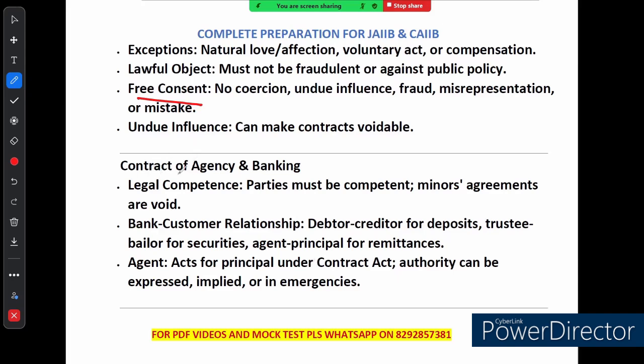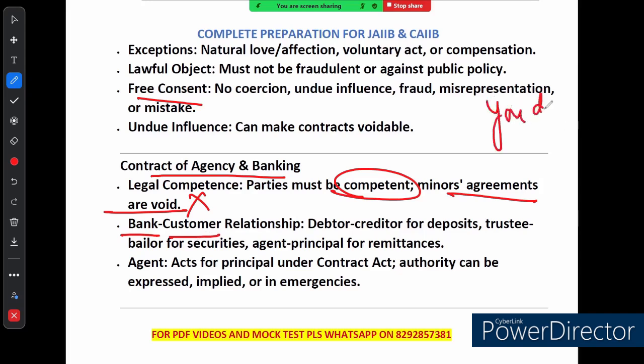Finally, let's look at the contract of agency and banking. For any contract to be valid, both parties must be legally competent. For example, a contract with a minor is automatically considered invalid because they are not competent. In banking, the relationship is debtor-creditor. Remember it: when you deposit money, the bank acts like a debtor and you act like a creditor. And when it holds your money, it acts like a trustee, and the bank acts like an agent when it handles remittances for you.